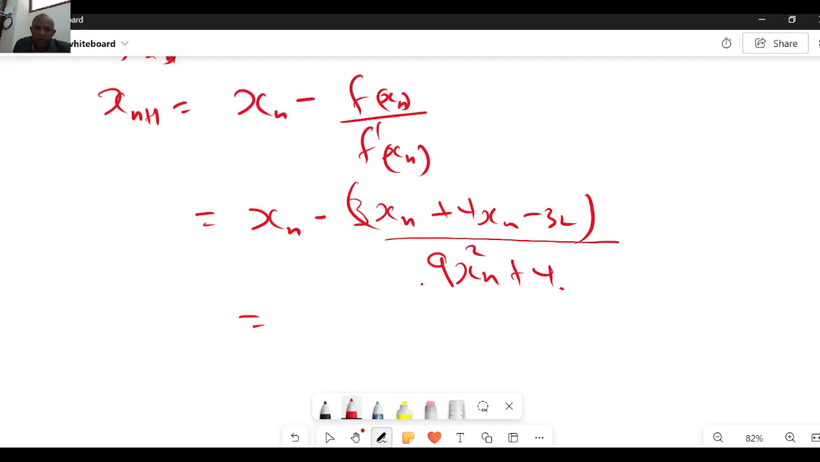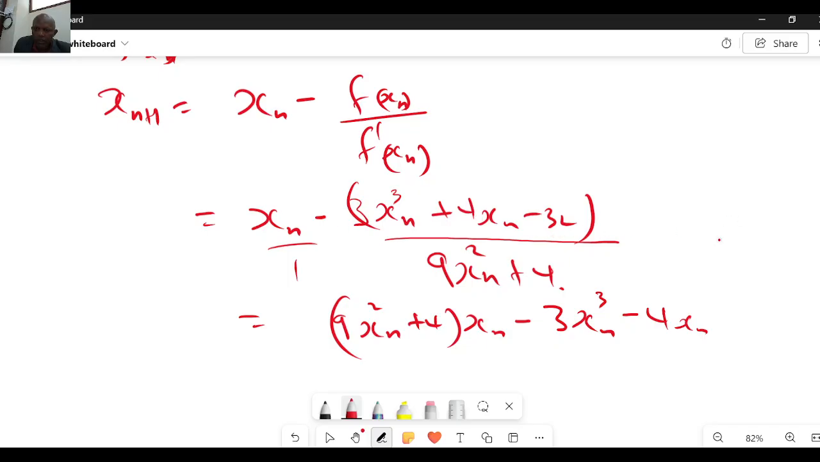Now, how do we solve that? Dividing by a fraction is the same as multiplying, so I have xn multiplied by (9xn² plus 4), minus 3xn³, negative 4xn, plus 32, the whole of that divided by 9xn² plus 4.